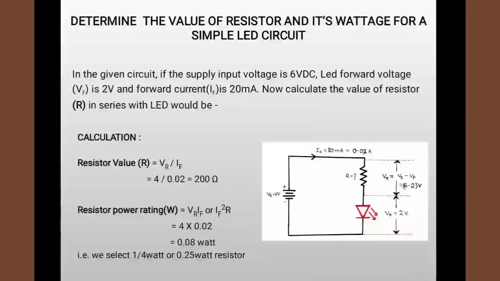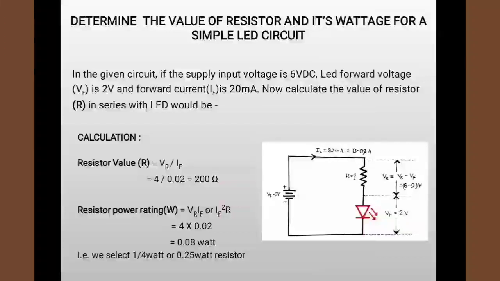Now let's assume in the given circuit, the supply input voltage is 6 volt DC, LED forward voltage is 2 volt, forward current is 20 milliampere or 0.02 ampere. So the voltage drop across resistor VR equals Vs minus Vf, which is 4 volt. Now the value of resistor using Ohm's law, R equals VR by IF, that is 200 ohm. So this is the minimum required resistor value of this circuit.